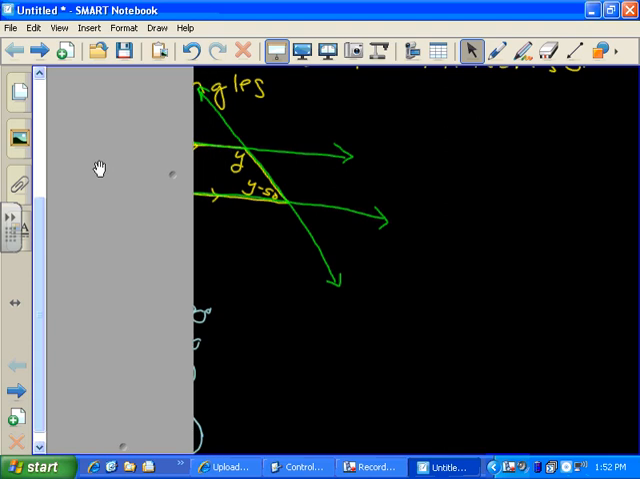So I have another transversal. Again, I think to myself, all right, now these 2 angles that I'm dealing with, what type are those? Well, hey, they're SSIA again. We know SSIA are supplementary.